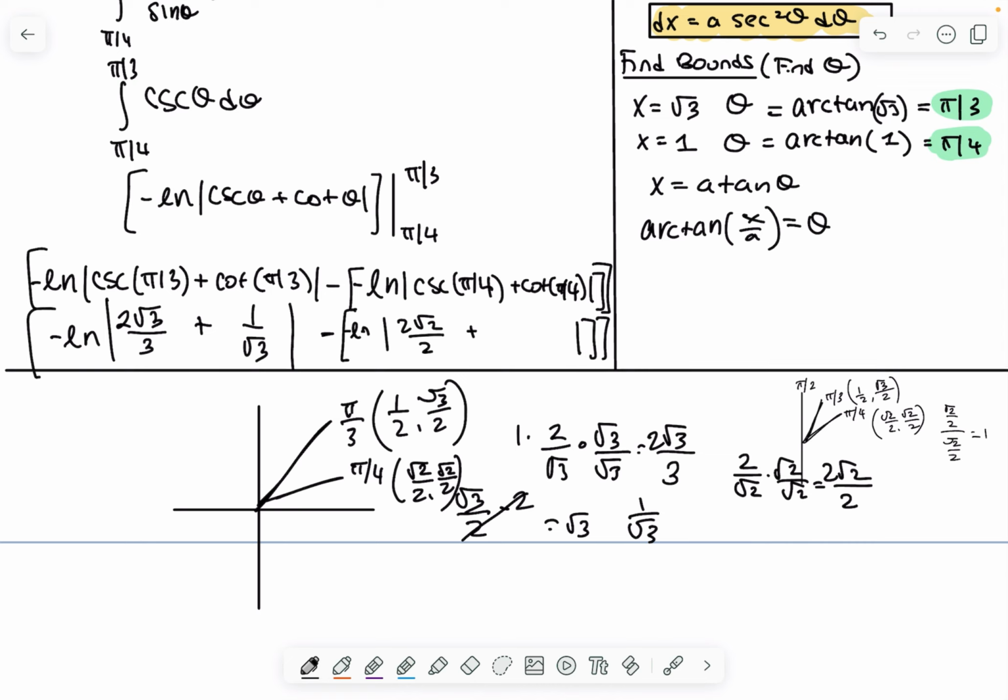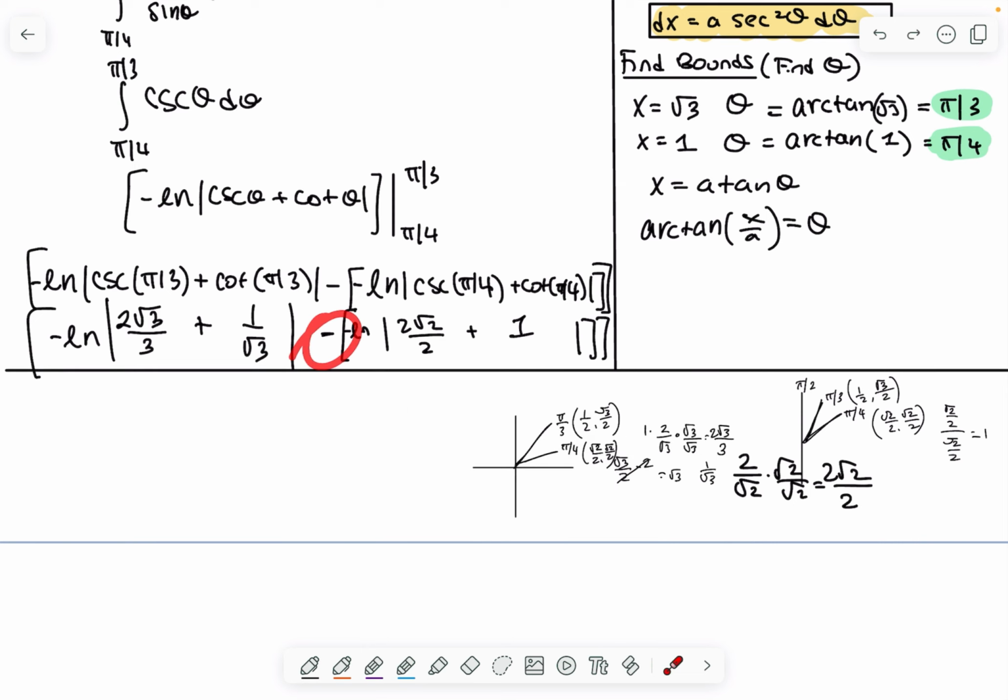Cotangent is 1 over tangent, right? It's the inverse of tangent. So we need to find tangent of pi over 4. Tangent of pi over 4 is 1. Then we need to find cotangent of pi over 4, just 1, because cotangent is 1 over tangent. Tangent is 1, so 1 over 1 is 1. Then we can distribute this negative over here, so this becomes a positive.